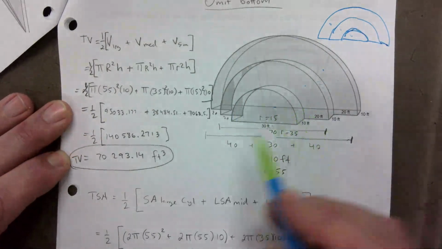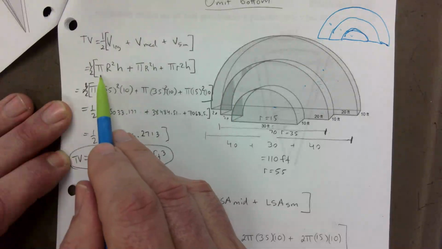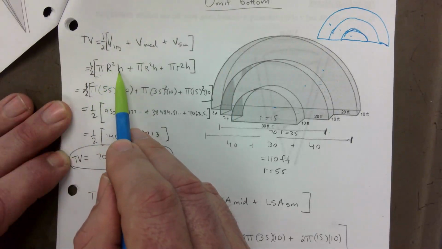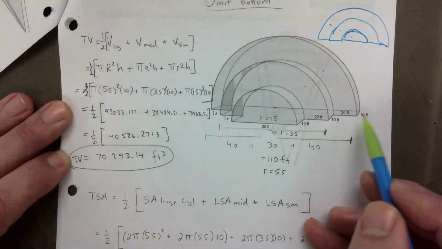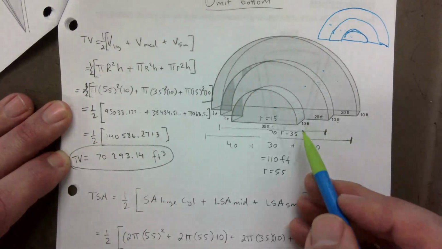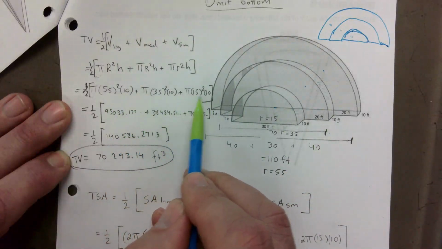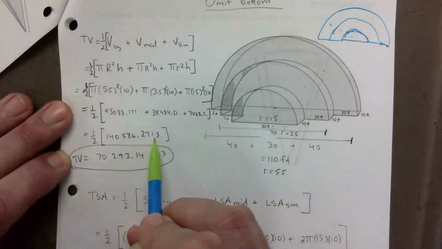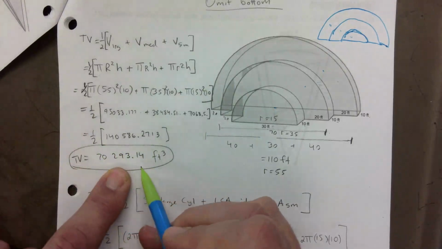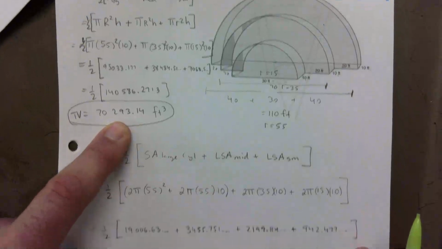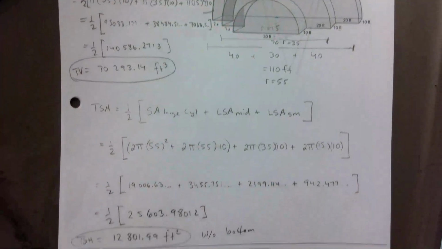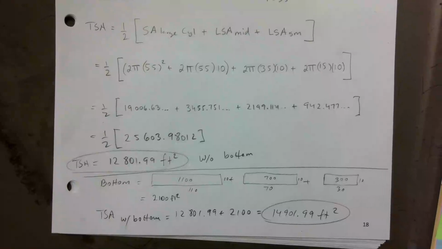So for volume, it's just pi r squared times height, and notice that every single height of every cylinder is the same. But again, read carefully. You plug everything in, get the numbers, add them all up, divide it by 2, you get that as your volume. Okay. Then you have the total surface area of this.